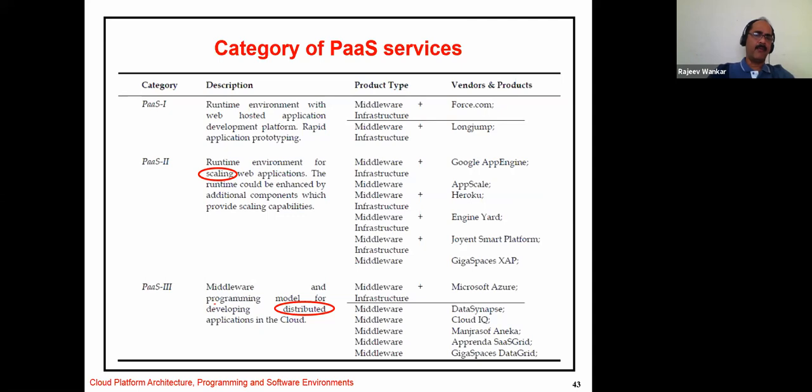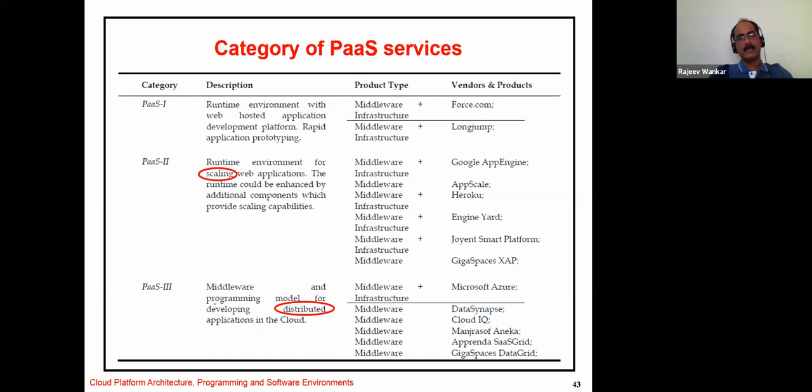You have a variety of categories of platform as a service. You have a runtime environment with a web hosted application development platform. And then you have vendors specific to that. You have another category of PaaS, where the runtime environment would be required to scale in order for the web application to execute.